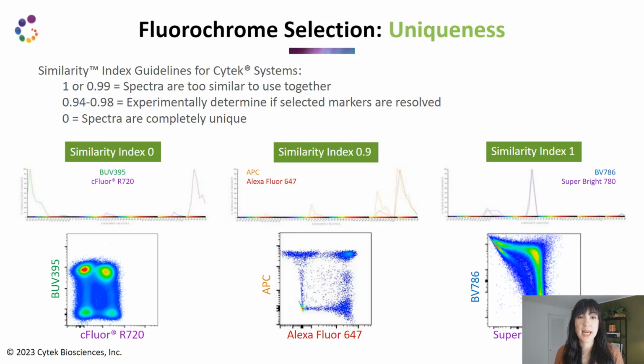So using the guidelines at the top, if the similarity index is 0.99 or 1, then don't put them in a panel together. If it's between 0.94 and 0.98, we would recommend doing some testing. It's going to depend on the markers that you select for those fluorochromes as to whether or not you can resolve them. But anything below that, you should be able to distinguish. And unfortunately, for a conventional system, I don't have a matching metric. You're just going to have to understand your specific configuration and what fluorochromes you can detect.